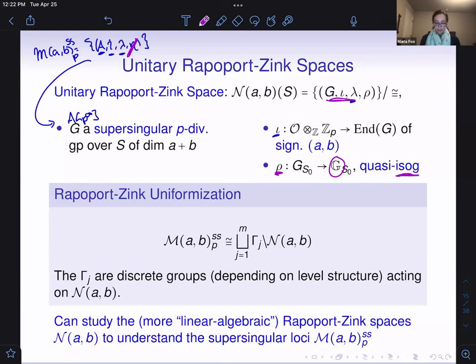So Rapoport-Zink uniformization tells us essentially that we can study the geometry of our supersingular locus by studying the geometry of Rapoport-Zink spaces. And this is called uniformization because I hope it might remind you of the study of elliptic curves over C by looking at the upper half plane modulo SL2(Z). So it's uniformization maybe in that style. But the takeaway is we can replace our abelian varieties with p-divisible groups and study those instead. And the reason we might want to do that is because these p-divisible groups are significantly more linear algebraic than our starting abelian varieties, and so will be easier to study.